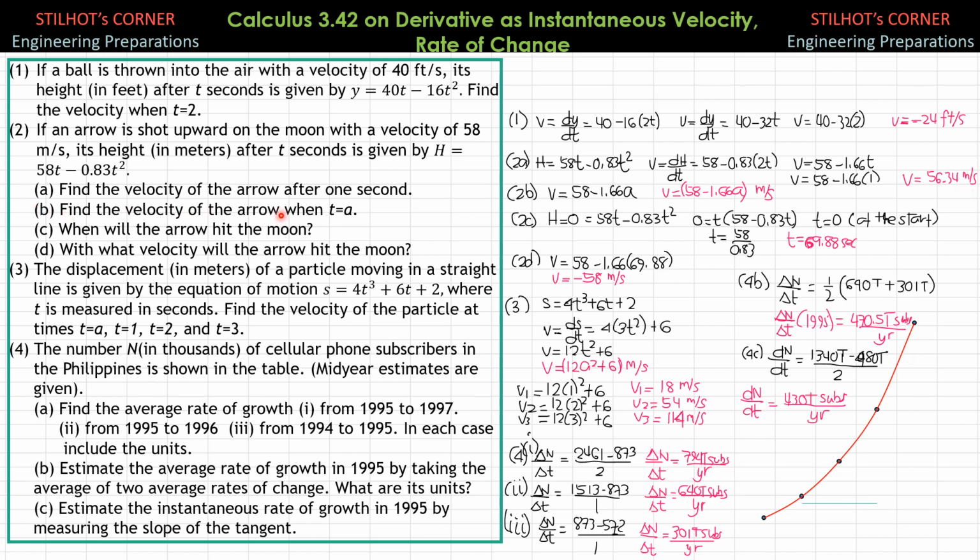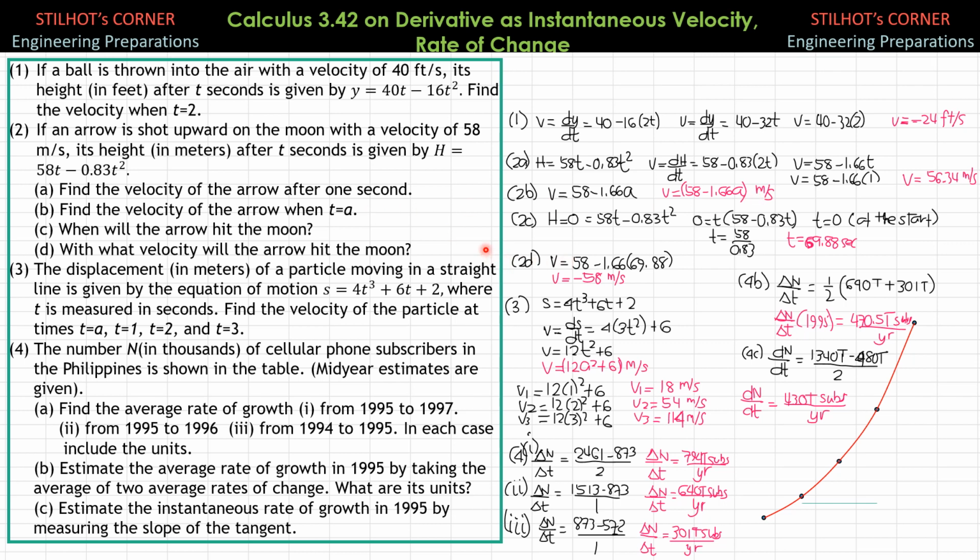For part B, find the velocity of the arrow when t is a. We just replace t by a. So it is 58 minus 1.66a meters per second. Then for part C, when will the arrow hit the moon?